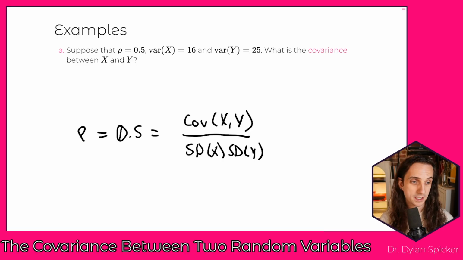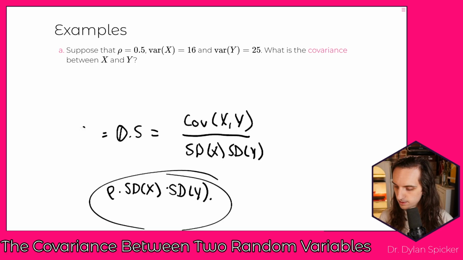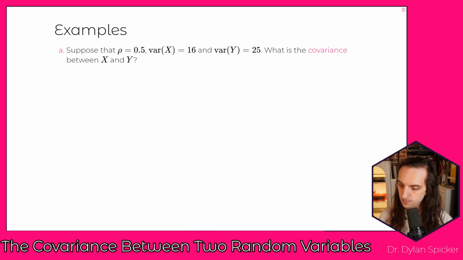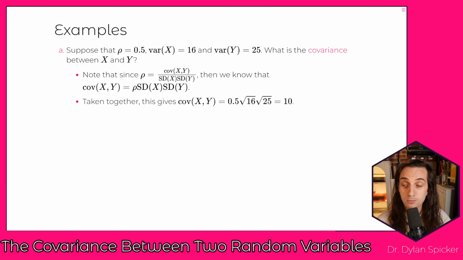Right, and so if we want to get to the covariance out of this, then we can take rho times the standard deviation of x times the standard deviation of y. Right, and doing this is going to allow us to solve for our covariance here, and so then we can plug in all of the values that we know into those terms. Okay. And doing this is going to result in us saying that the covariance is 0.5 times the square root of 16 times the square root of 25, which gives us 10. So the covariance here is 10.